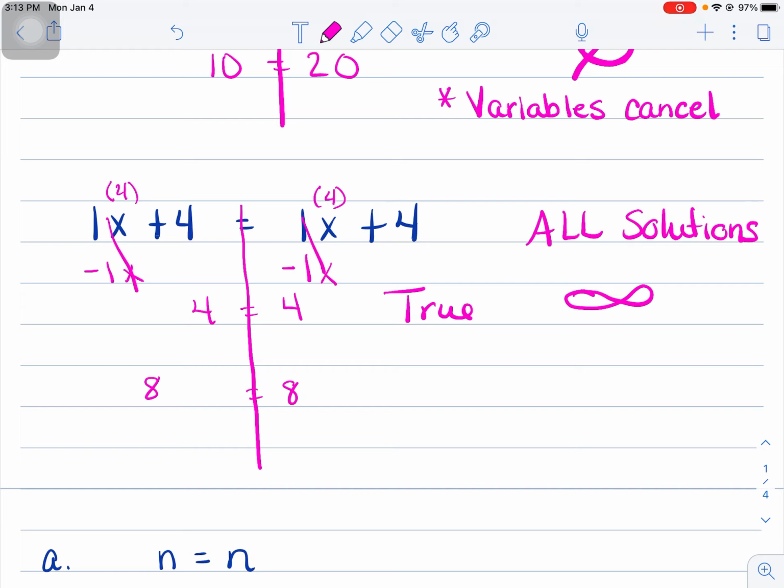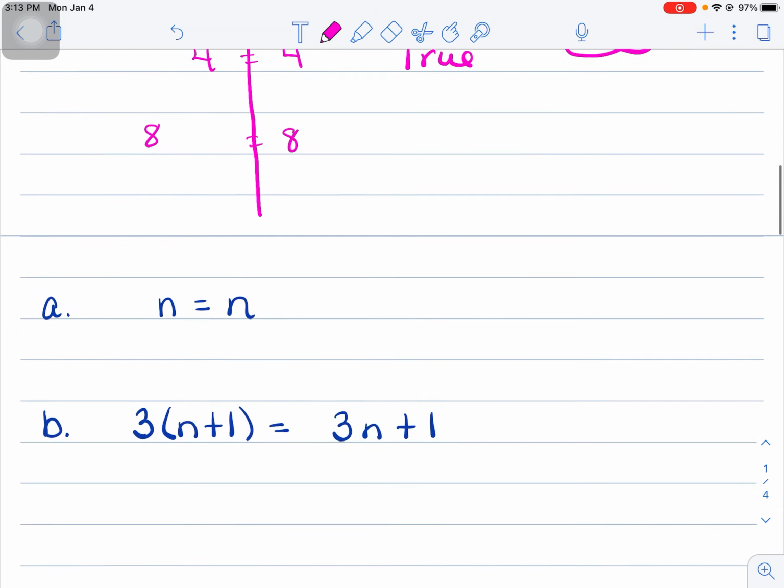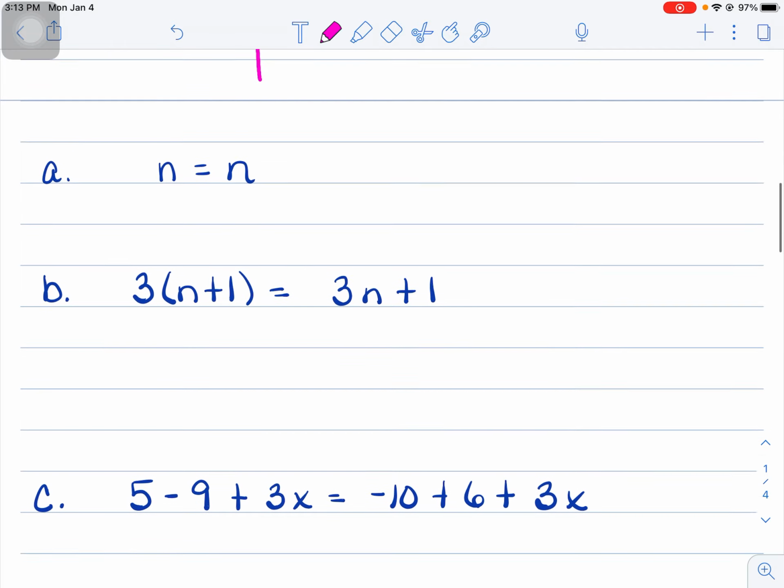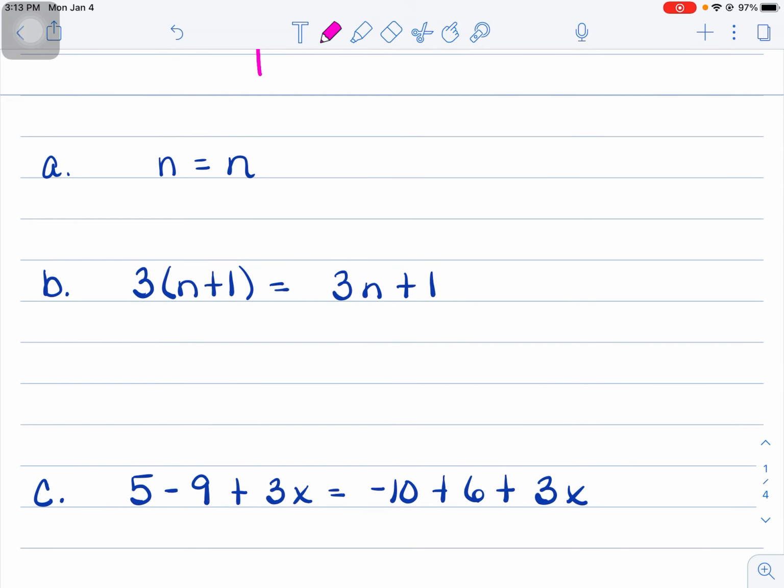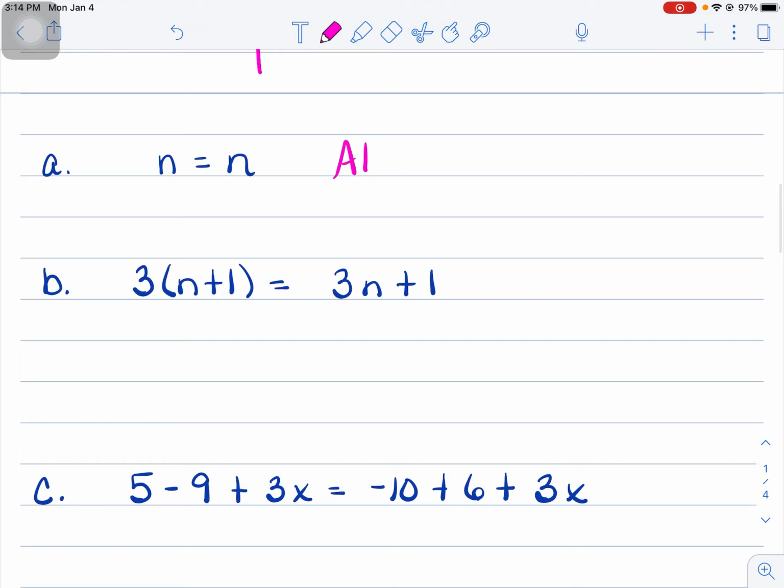So we can have 3 different types, one solution, no solution, and infinitely many solutions, or what we consider all solutions. So let's look at some of these examples and determine whether they're one solution, all solutions, or no solutions. So example A, when n equals n. Well, it's like looking in a mirror. So yes, this is an all solution. We could put in a 3, and for both of them, they would equal 3. So this is an all solution. Or you can use the infinity sign. So I'm terrible at drawing.